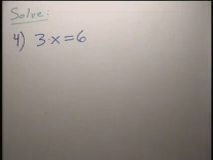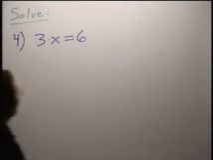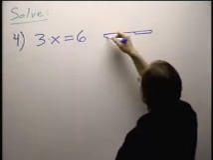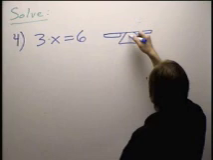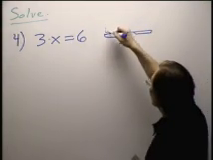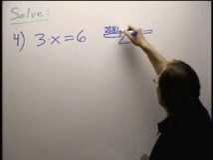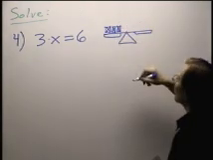Now let's take the equation that we've been seeing all along, 3 times x equals 6. And let's see what that looks like using this idea of a scale. We've got 3 of our unknowns that all contain the same number.